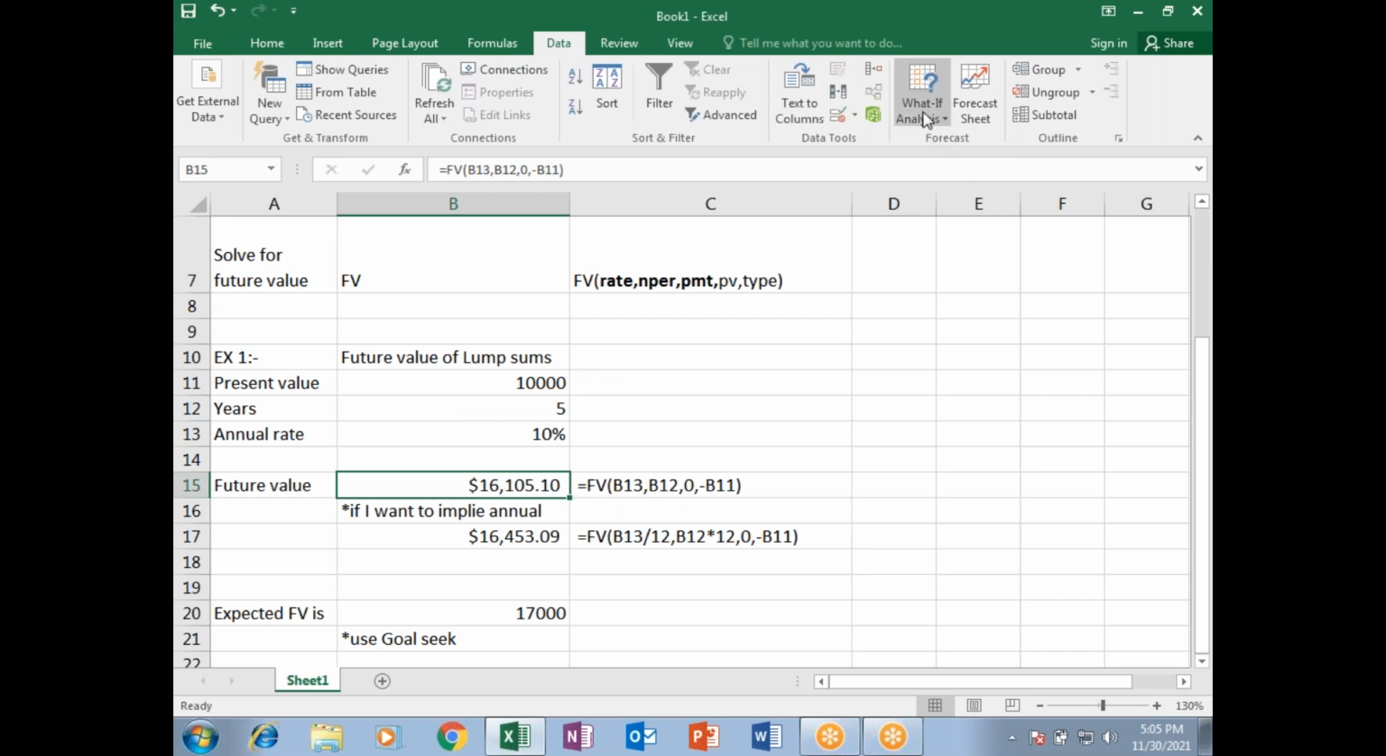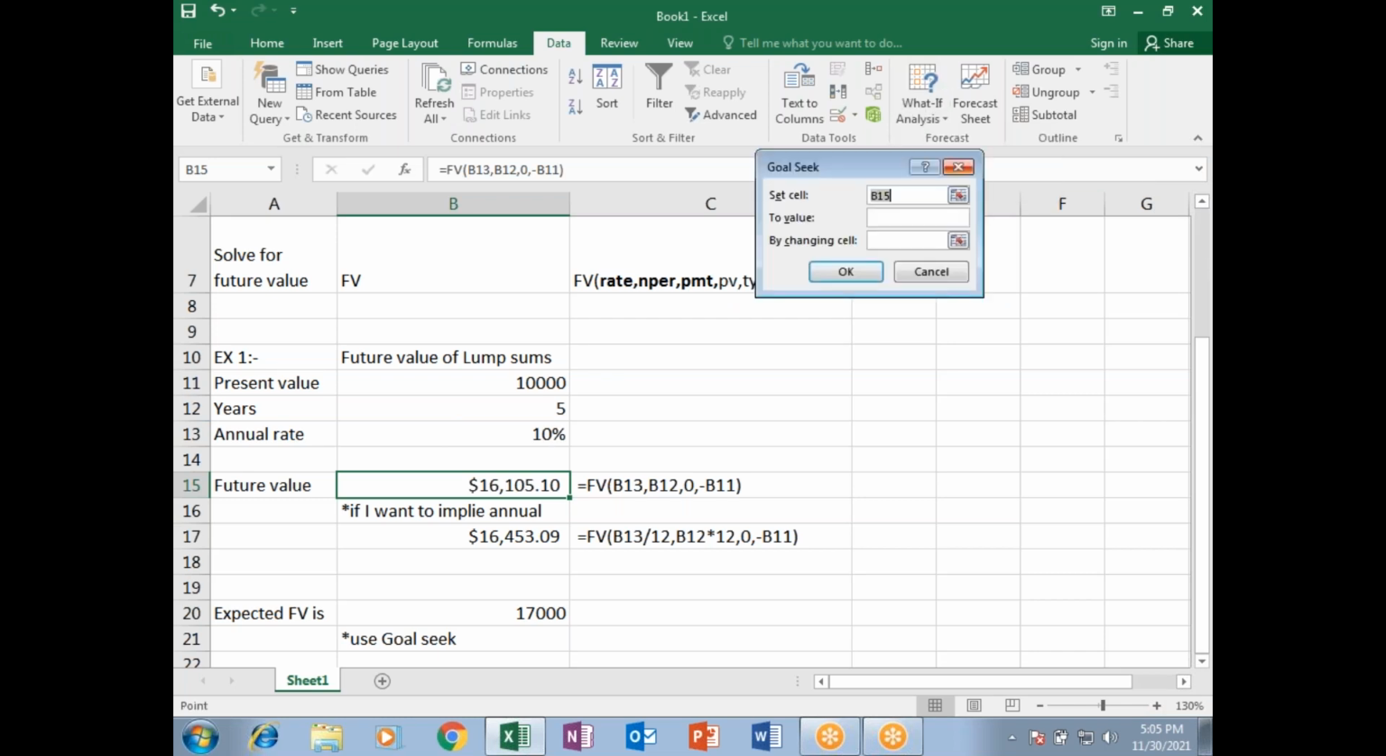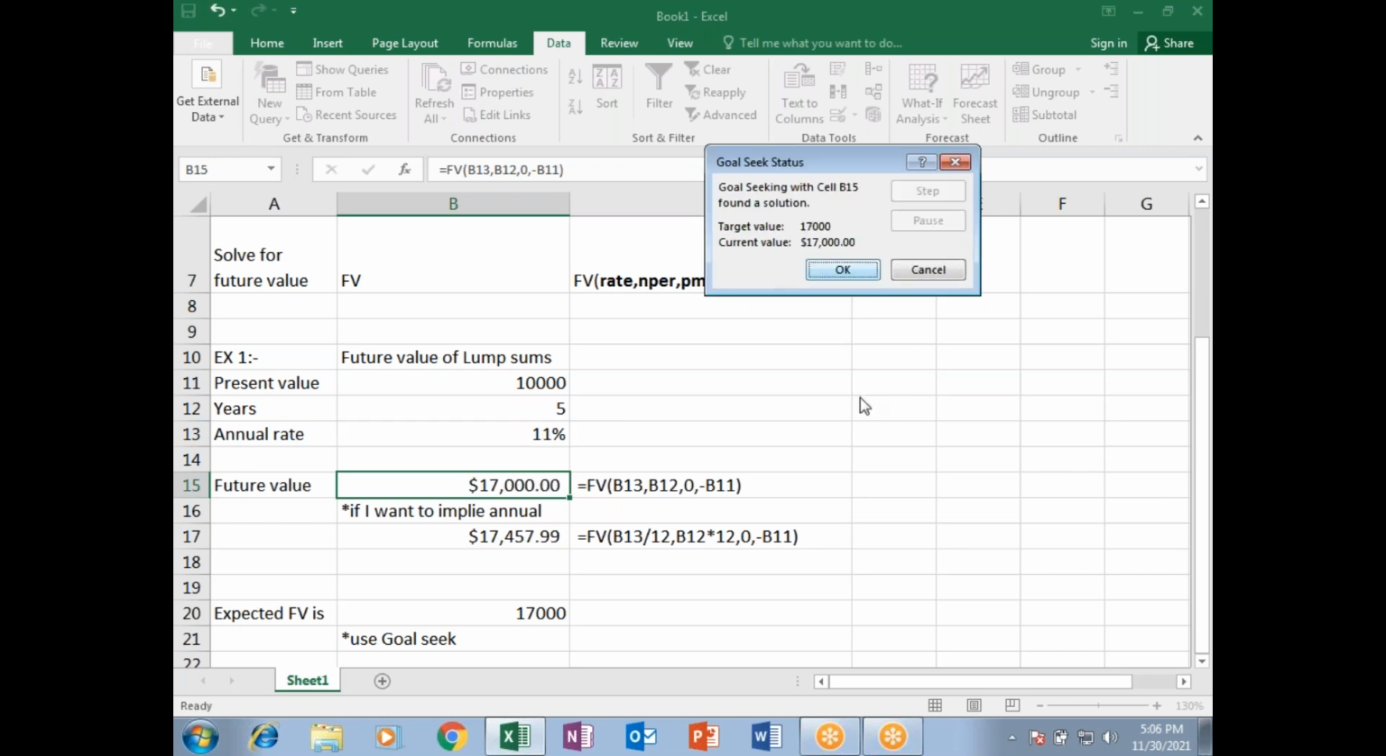So once again I say what if analysis, goal seek, set cell, to value, percentage. Okay.